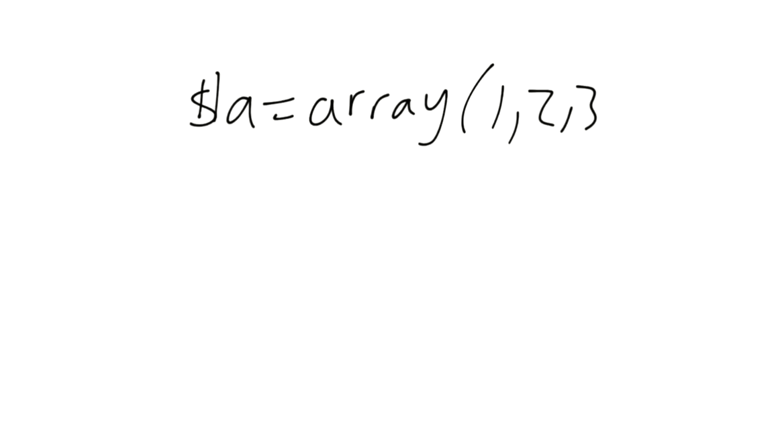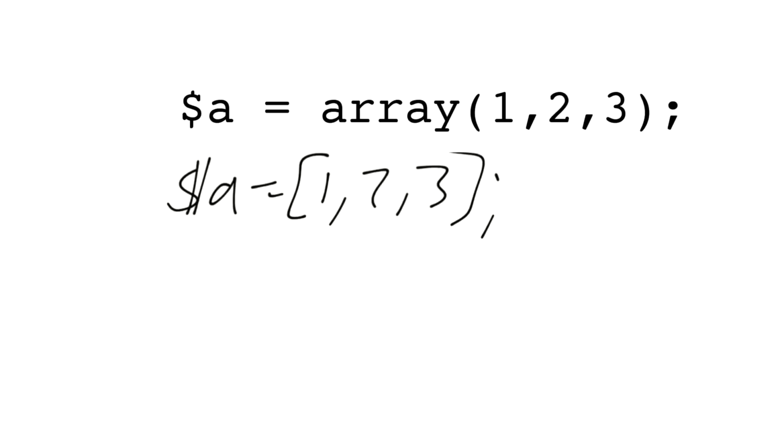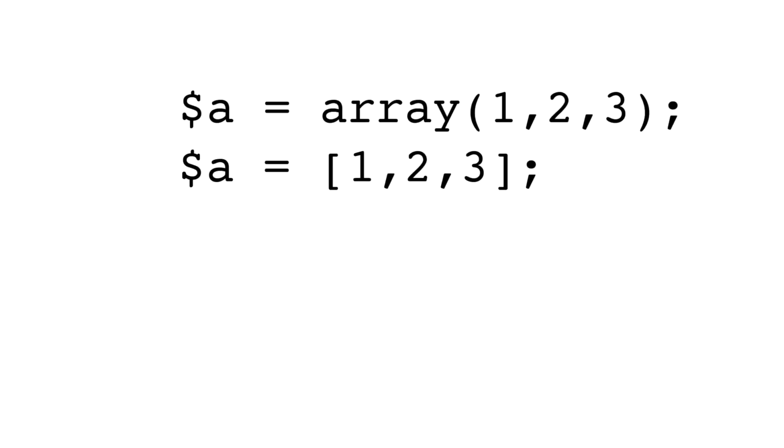To create an array in PHP, we can say $a equals array(1, 2, 3). Or more simply, $a equals [1, 2, 3]. We can index into this array using the same syntax that we're used to from C. So to get the first element, we'll say $a[0]. PHP also has built-in support for associative arrays. Associative arrays are just like the hash table data structure we've already seen. They map a key to a value.